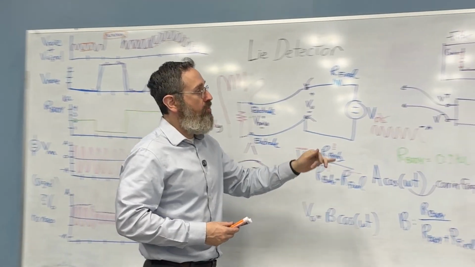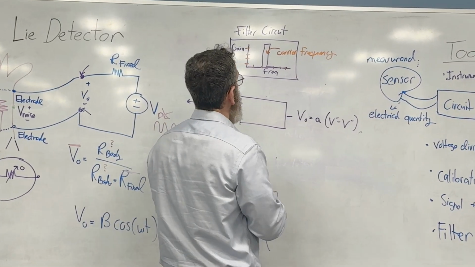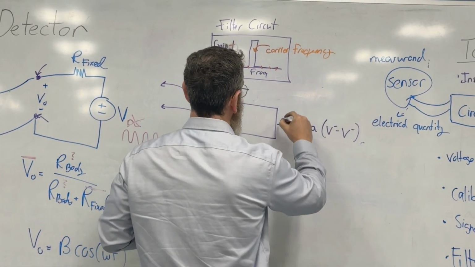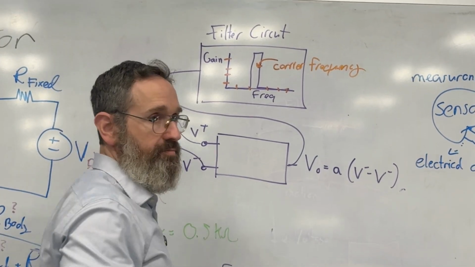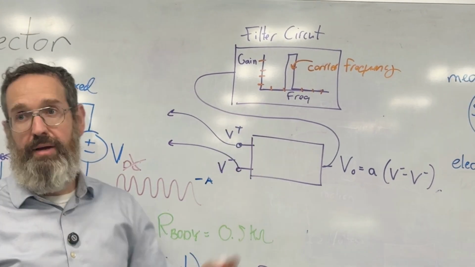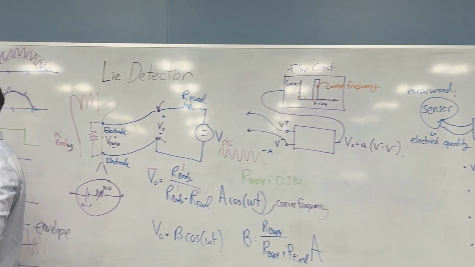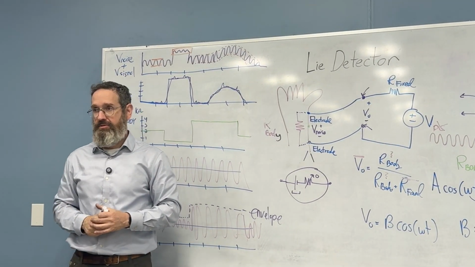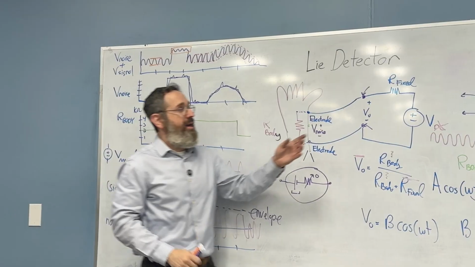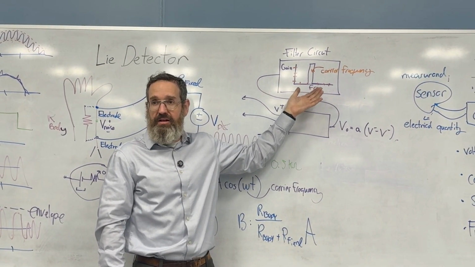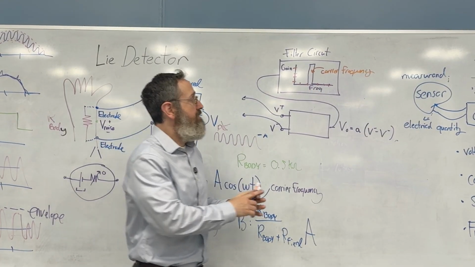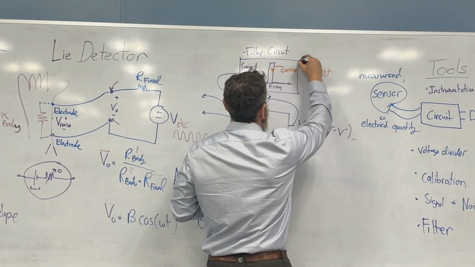And now I'm going to run this into my filter circuit. This will be a bandpass filter, probably an active bandpass filter. Or if you want, an active low pass or an active high pass, which you are already learning how to design.